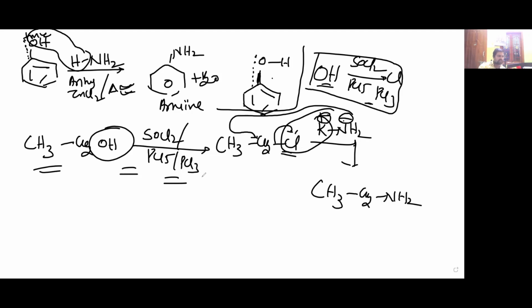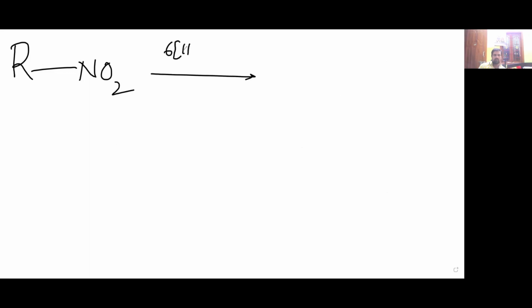Okay. So the next one is the most important preparation. RNO2 is treated with 6 hydrogens. Then this is converted to RNH2. That means 6 hydrogens you added, 1, 2, 3, 4, 5 and 6, which is nothing but reduction.